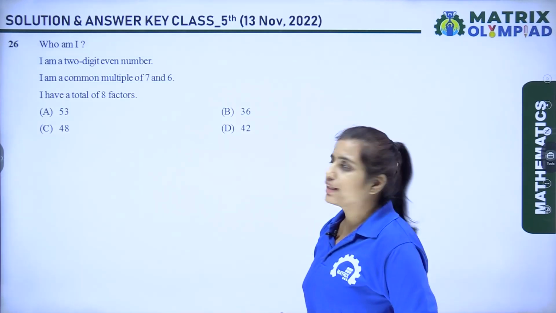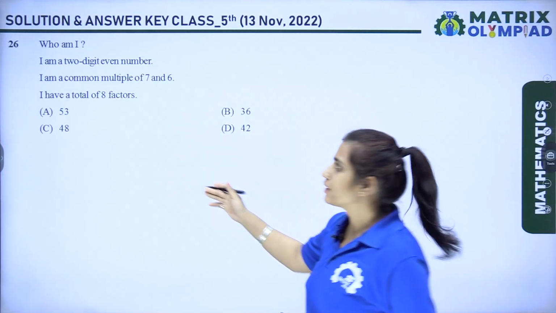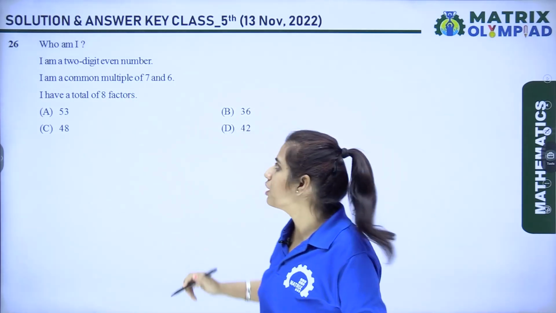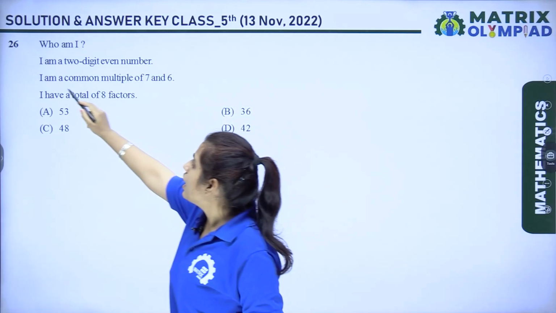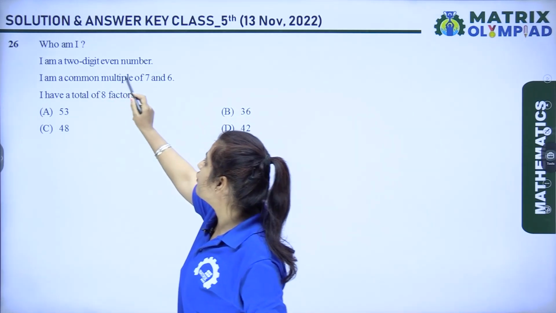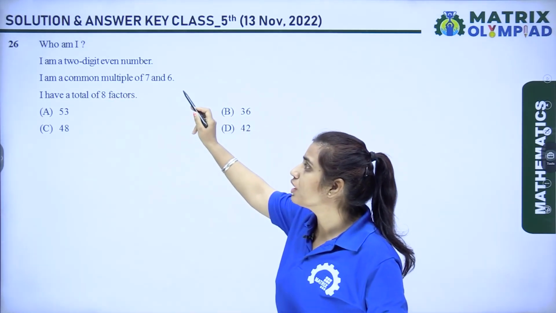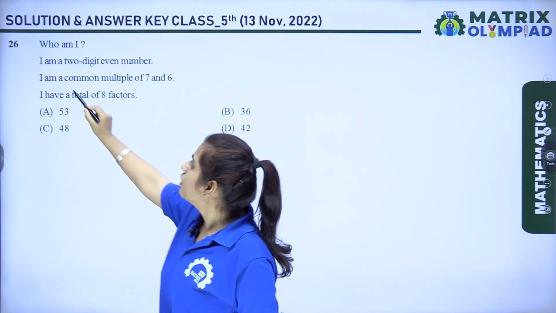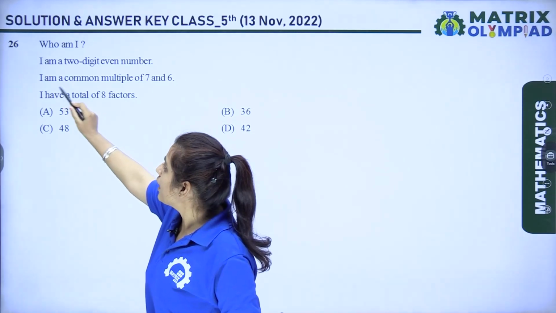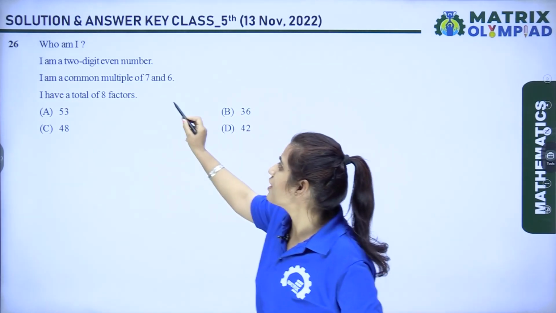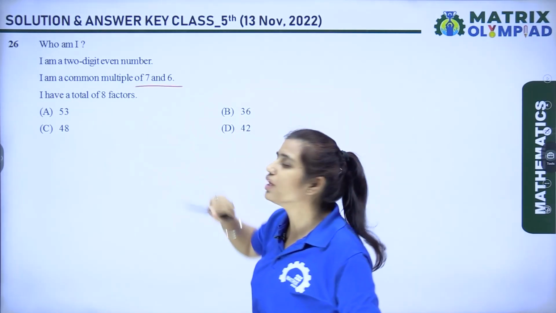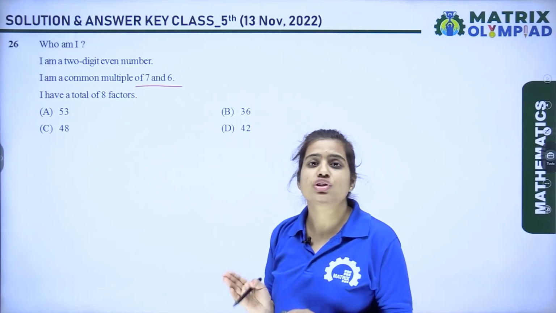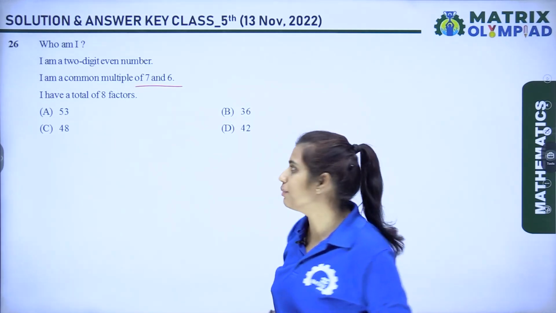Now let's solve the next question, that is question number 26. Who am I? Now we have to find out a number. Let's check the hints. I am a two-digit even number. Now the number which we have to find, that is a two-digit even number. Next condition is I am a common multiple of 7 and 6. Now we have to find out a common multiple of 7 and 6, which is two-digit and even number also.